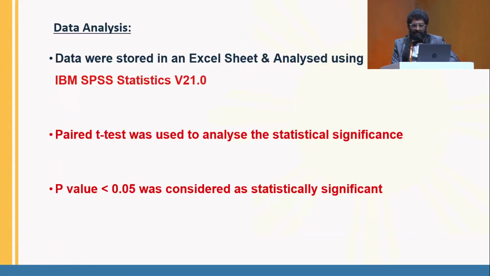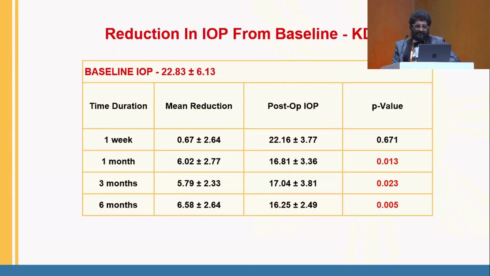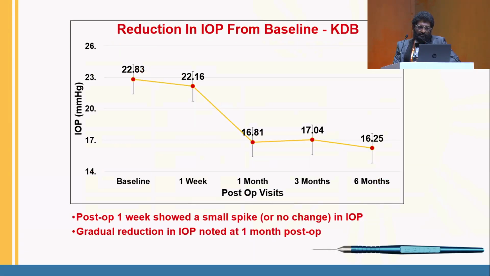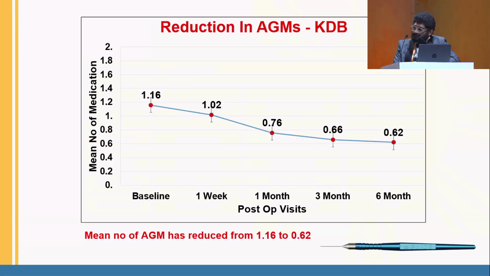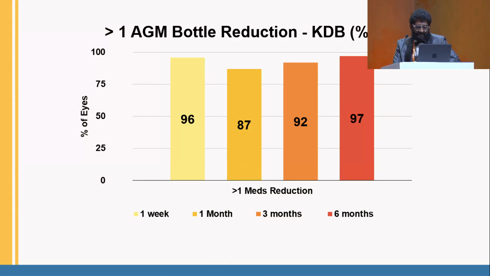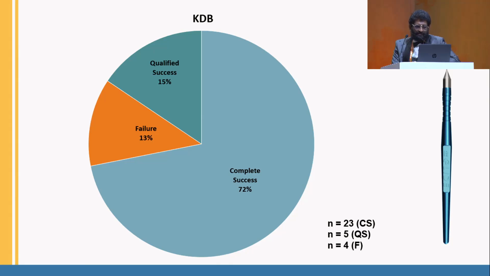For data analysis, a paired t-test was used. The FACO KDB group analysis had an IOP drop of 22.83 to 16.25 at 6 months, and the AGM reduction was 1.16 bottles to 0.62, again only keeping mild to moderate in contention. This was greater than 1 AGM bottle reduction, with the medication-free population and a success rate of 72% complete success, and failure of 13%.